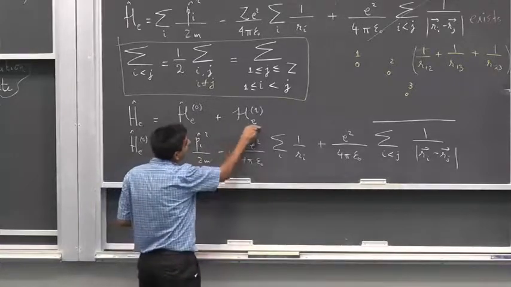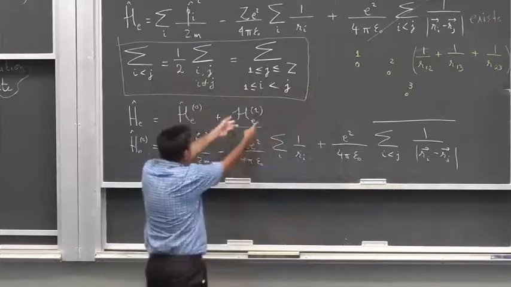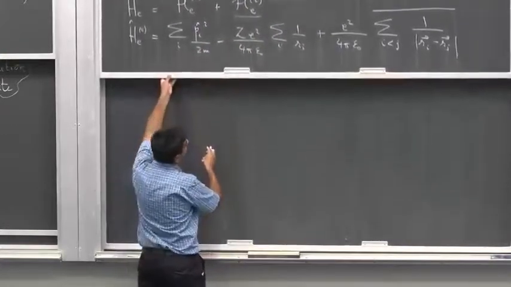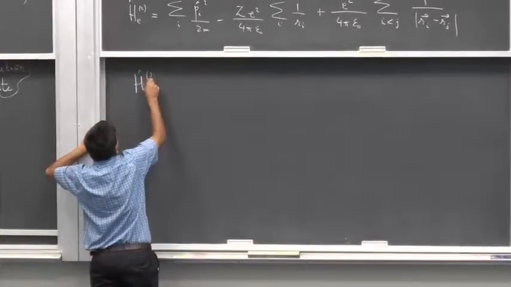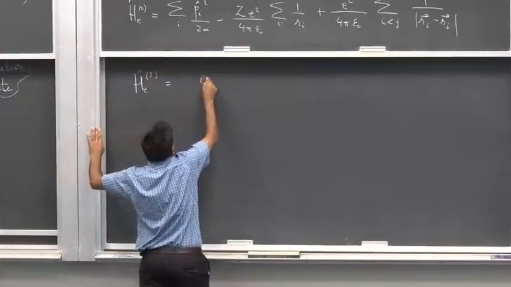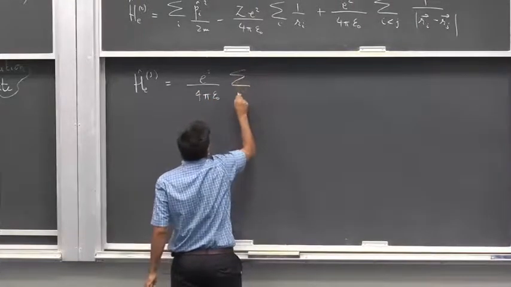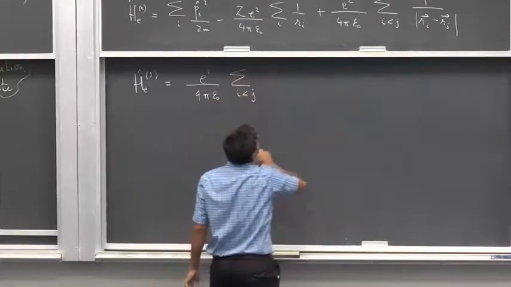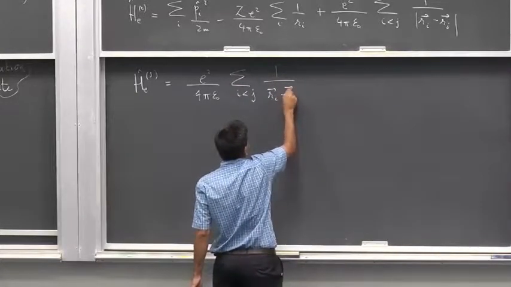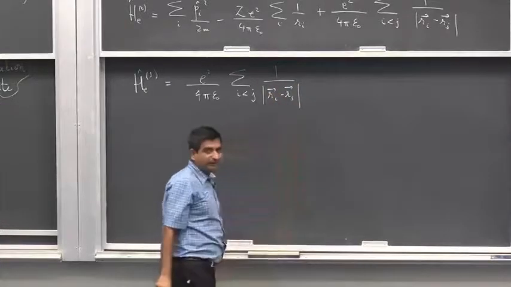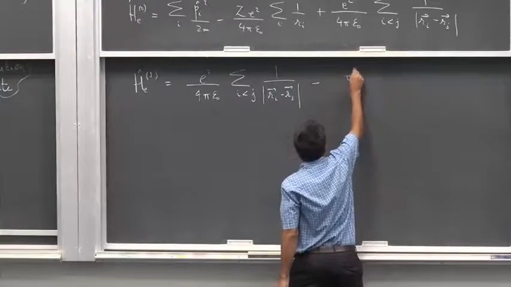However, we have to add another term to this because our original Hamiltonian is given by this. So this term is simply the term that we dropped out. That term is given by e squared over 4 pi epsilon naught, i less than j, 1 over R_i minus R_j. This term is what we left out. Since we added this term artificially, we have to subtract this term as well.